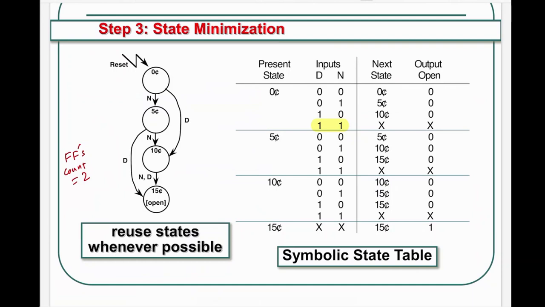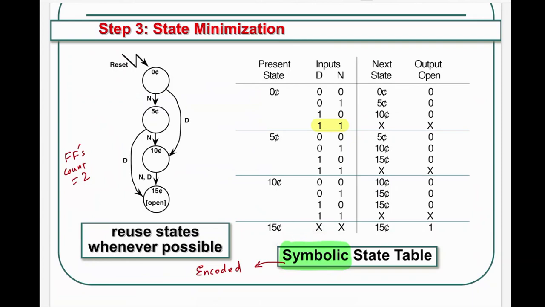All right. Looks like you guys don't have questions at this time. So we are at the symbolic state transition table. What is going to be the logical next step? Encoded, yes. Because our flip-flops don't understand 0 cents. Our flip-flops understand zeros and ones. So I'm going to go to an encoded state transition table next.